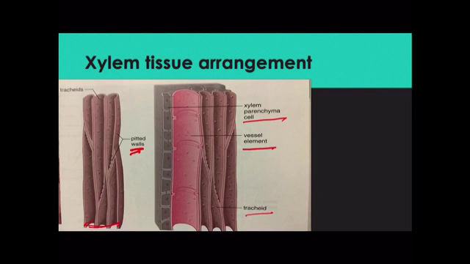Tracheids are mainly concerned with the conduction of water and minerals from the roots to the leaf, and being hard and lignified, they also provide strength or mechanical support to the plant.